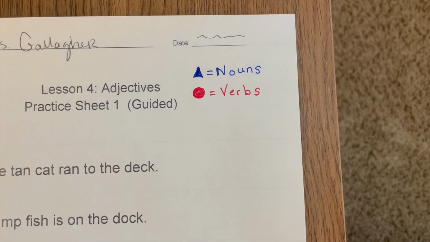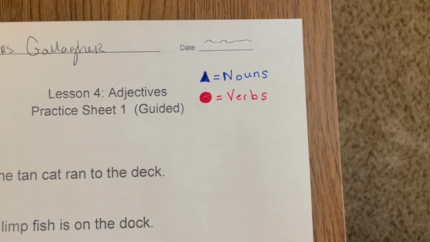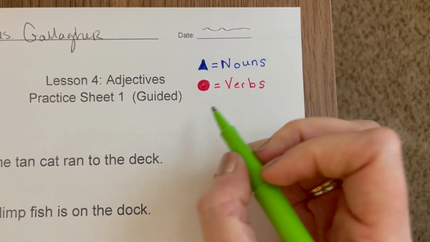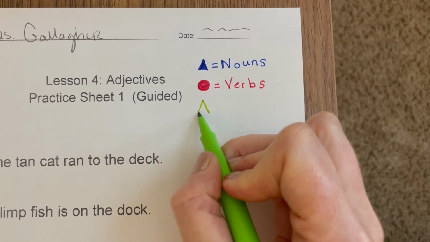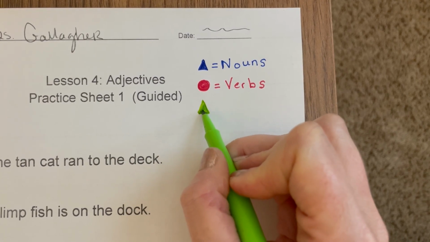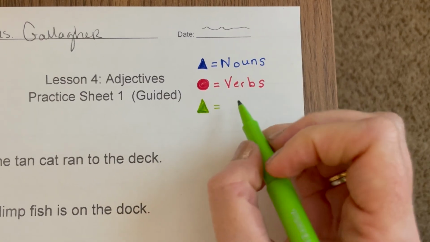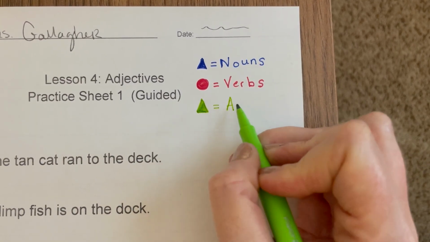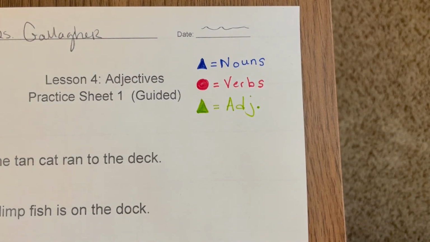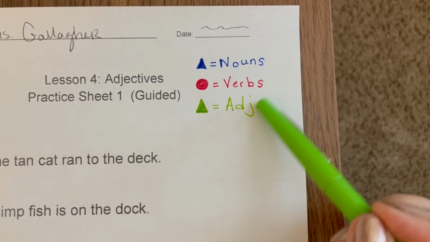And then we're adding a new color today. We're adding green for adjectives. Now, adjectives describe nouns, so they are also in the shape of a triangle, but they're a different color because they do a different job. They're in the noun family, but they are describing nouns instead of being them. So for adjective, we're just going to put ADJ period. We don't need to write the whole thing. I want you to put this on your paper too, just like I did, so that you can check back.